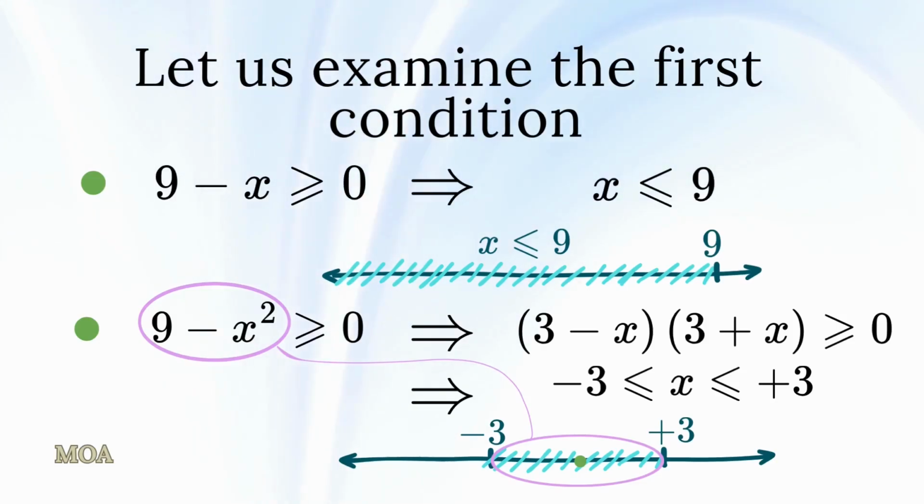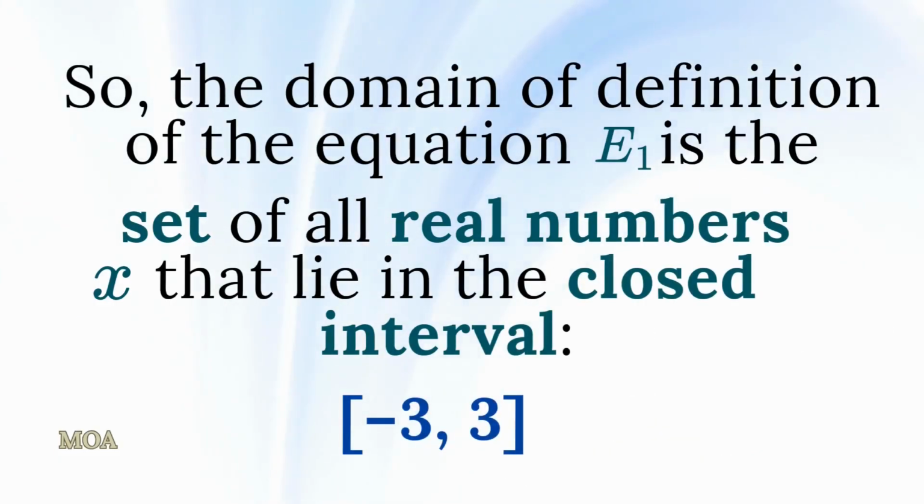Now, let us consider the second condition. The right-hand side of the equation, 9 minus x squared, must also be greater than or equal to 0. Solving 9 minus x squared greater than or equal to 0 gives the inequality x squared less than or equal to 9. Taking the square root, we find that x is between minus 3 and plus 3. Combining these two conditions, we see that the domain of definition of the equation E1 is the set of all real numbers x that lie in the closed interval from minus 3 to plus 3.